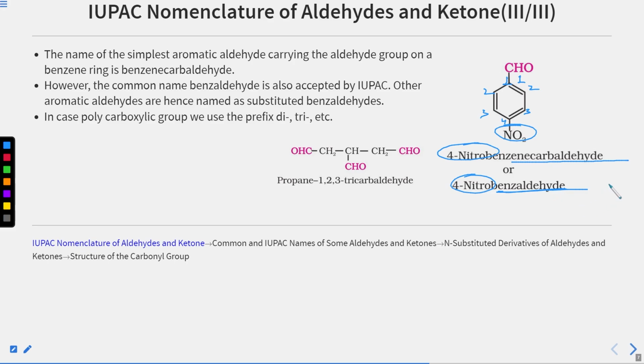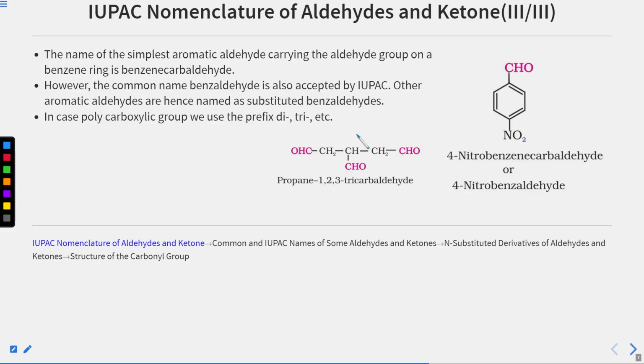Okay. So this is the thing. So this was for, say, aromatic aldehyde. Now what will happen if we have more than one functional group or more than one carbonyl group present? Then you will use the suffix di, tri, etc. Okay, so di for 2, tri for 3, tetra for 4, penta for 5, and so on. Okay. Now how will you number it? The greatest question is how you will number it.